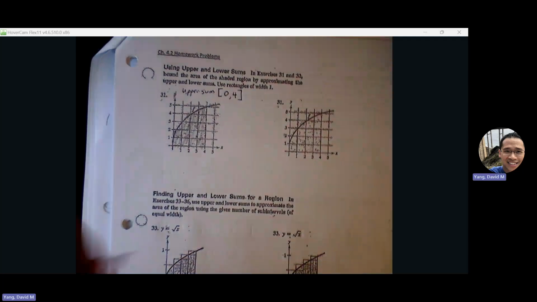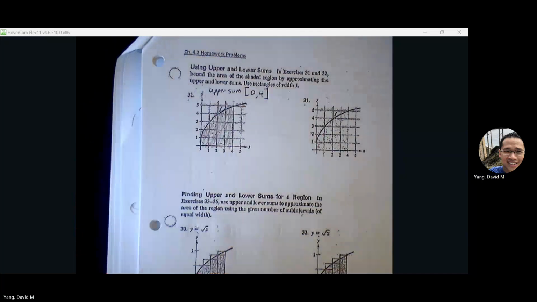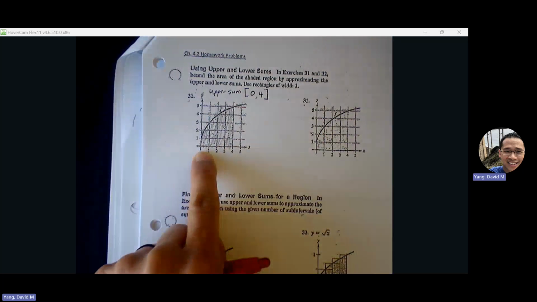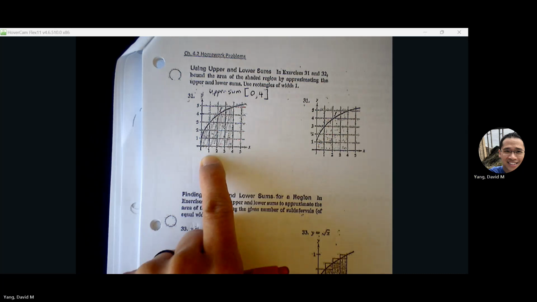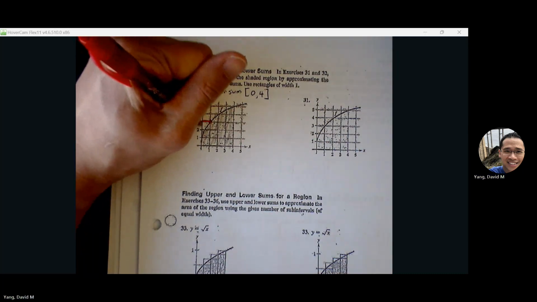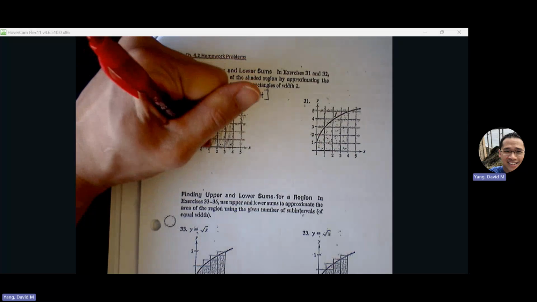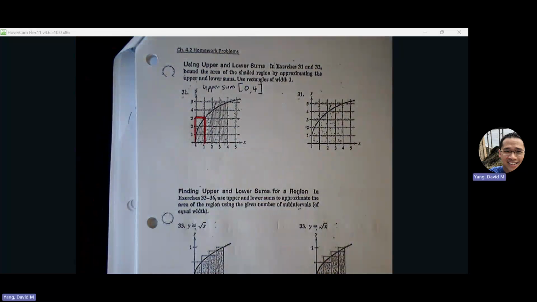So upper sum, that means we're purposely choosing whichever endpoint of the interval has the higher y value. So between 0 and 1, which has a higher y value on the curve? 1, right? So you're going to highlight 1, and you're going to drag that point over, and you're going to draw a rectangle. That first rectangle will be clearly sticking above the curve.